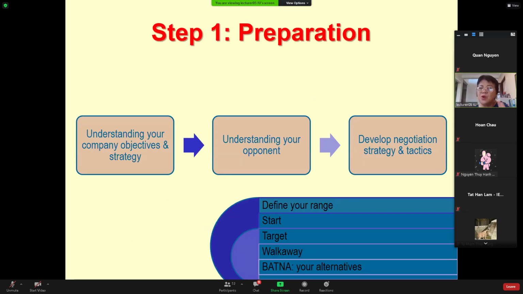Now, this shows you how you are going to prepare for a negotiation. You start with your own company. Understand your company objective and strategy. You understand what you are going to buy, you understand your opponent, and you develop a negotiation strategy and tactics.